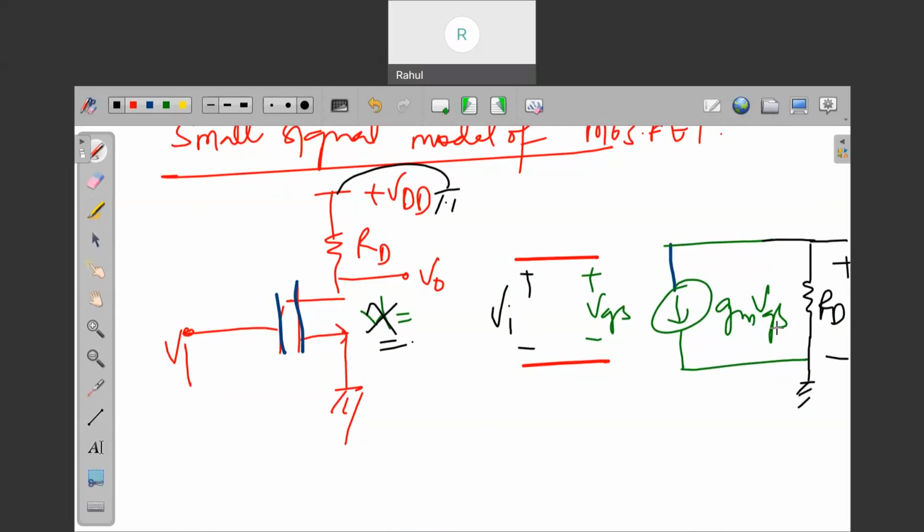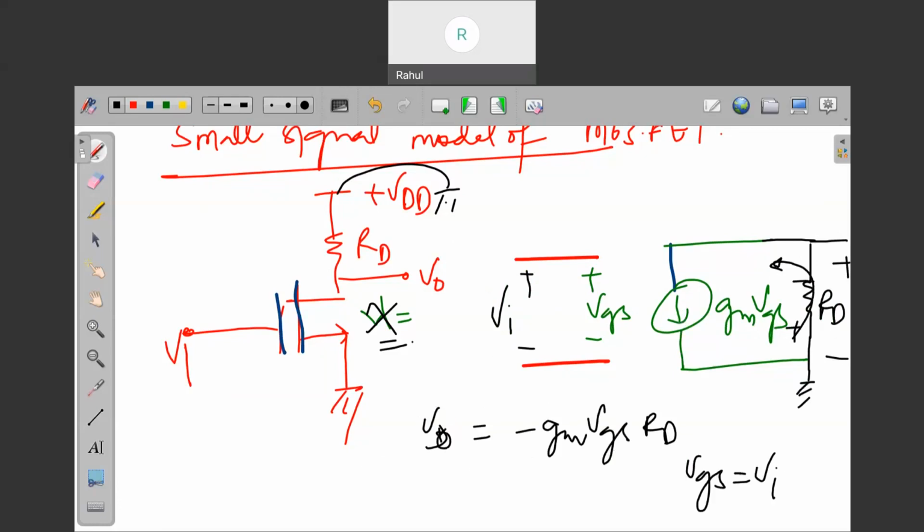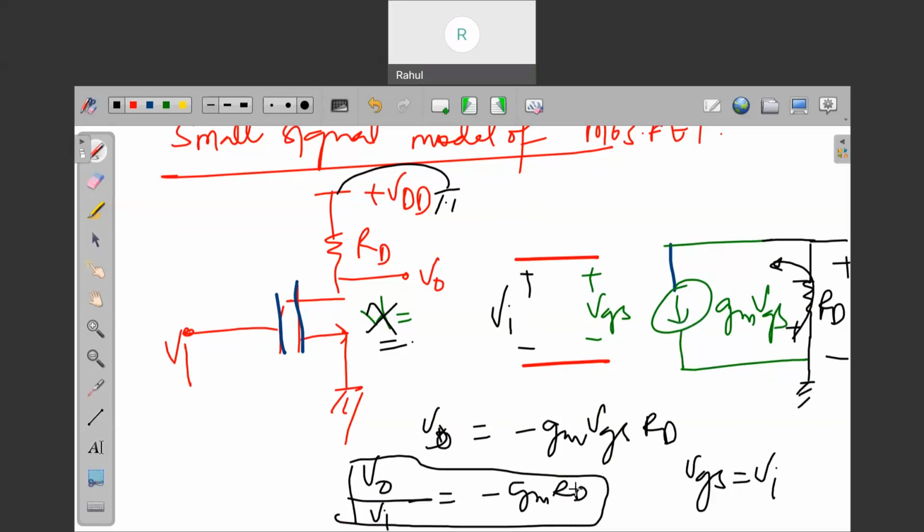So you can compute now. This total current is flowing like this, from plus to minus. So your vout will be equal to minus gm vgs times RD, where vgs is vi. So your gain vo/vi equal to minus gm RD. It is very simple, right? Minus gm RD.